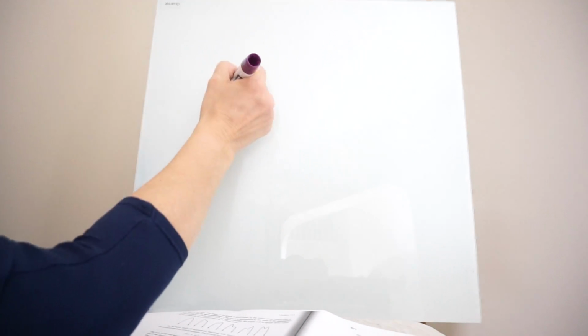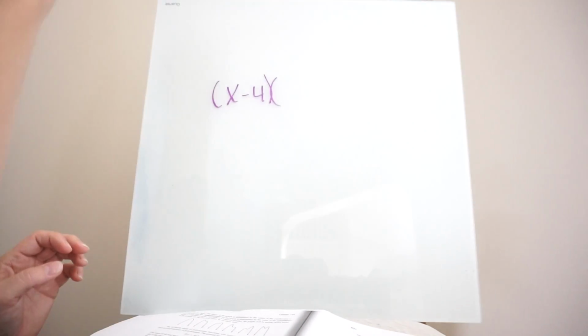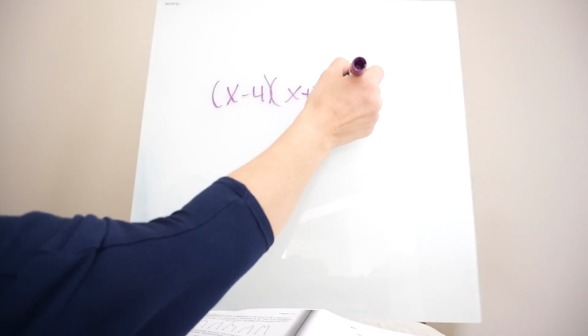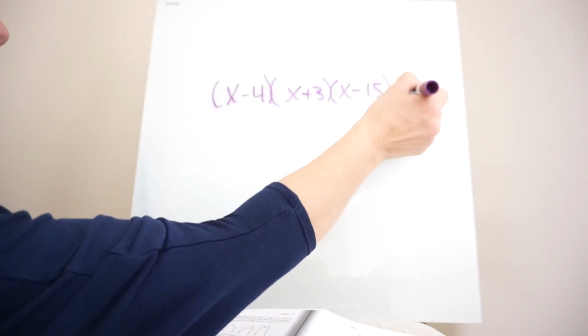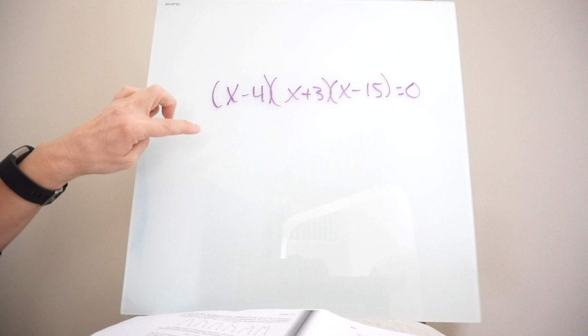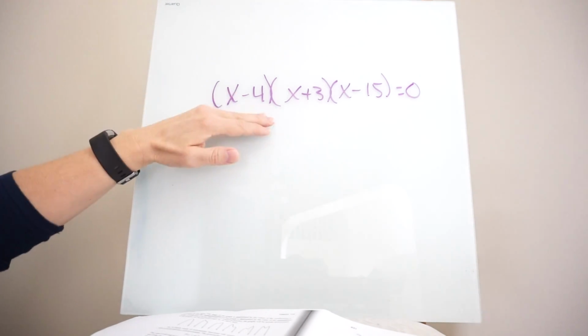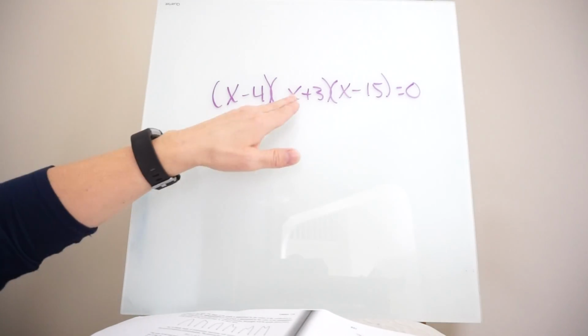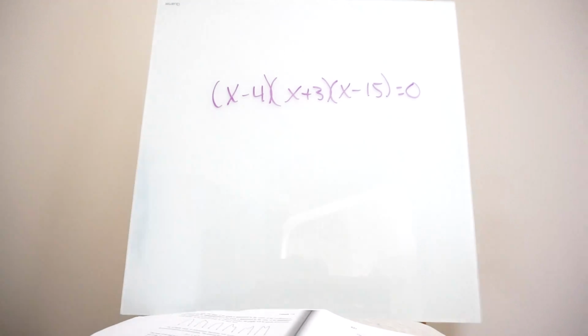So if we had something like this, x minus 4 times x plus 3 times x minus 15 is equal to 0, we know that if we let x equal 4, this would be equal to 0. Well, 0 times this is going to be equal to 0. And then the same thing here, if x was equal to negative 3 or x was equal to 15. We see that those are the only numbers that are solutions of the equation, because if x has any other values, the product wouldn't be equal to 0.